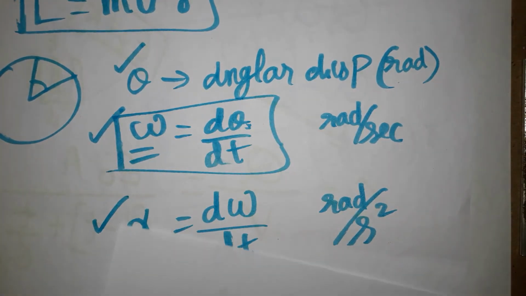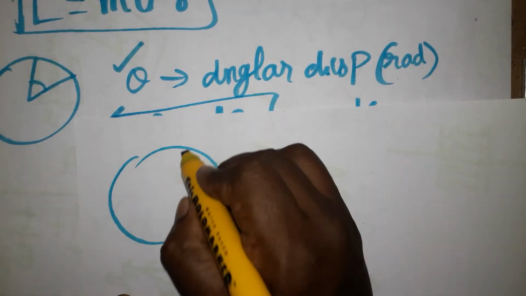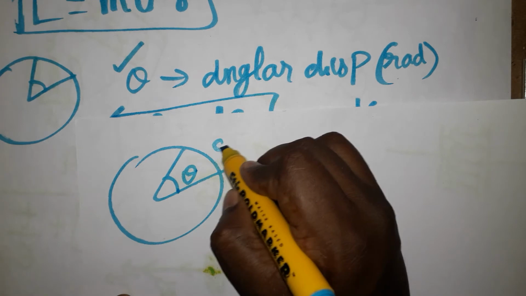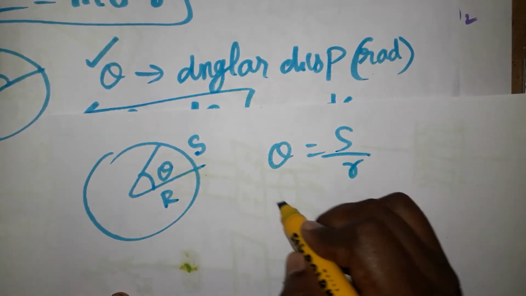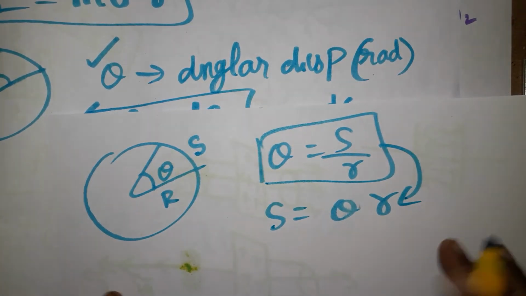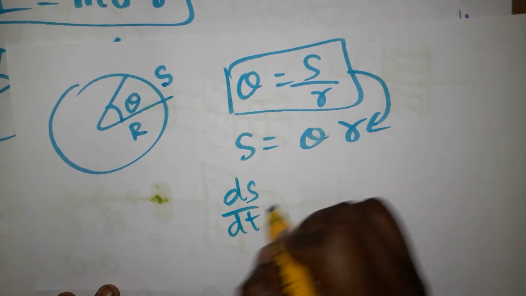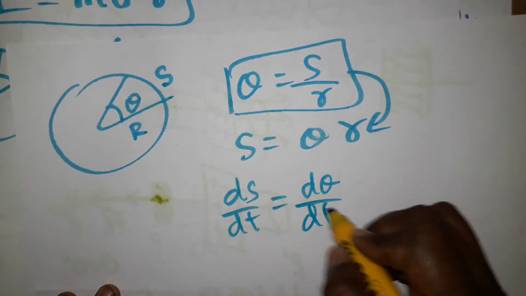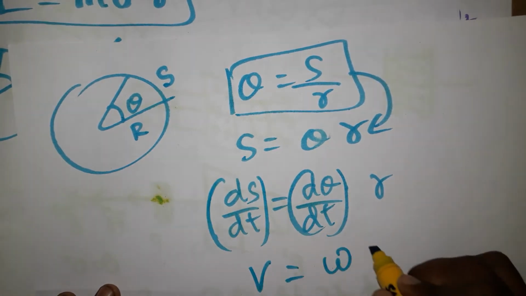Next, we are going to look at the relations. In circular motion, theta is the angular displacement, s is the arc length, and r is the radius. Theta = s/r, so s = θr. Differentiating this equation, ds/dt = (dθ/dt) r. That is velocity, which is angular velocity into radius.